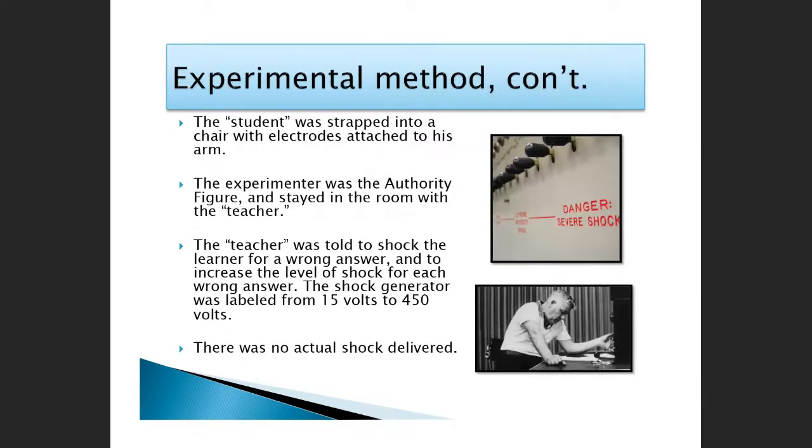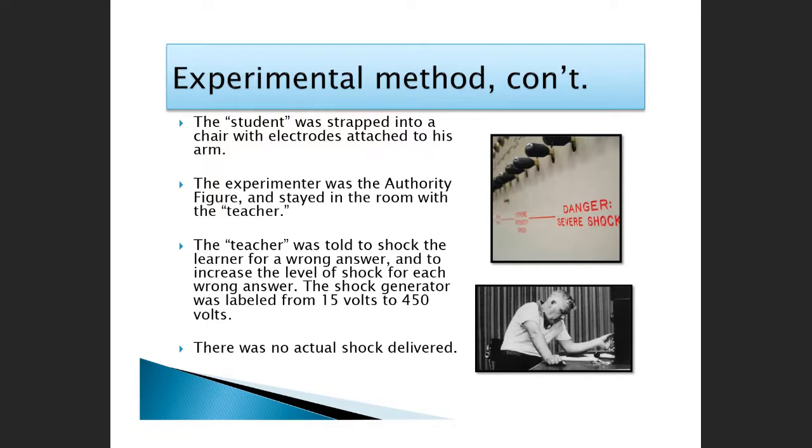The student was strapped in the chair. Now the learner, I said student, it's the learner, was strapped in the chair with electrodes attached to his arm. Just remember that that person was working with the experimenter, as a confederate. The teacher didn't realize that this was a person part of the study. The experimenter was the authority figure and stayed in the room with the teacher. The teacher was told to shock the learner for a wrong answer.